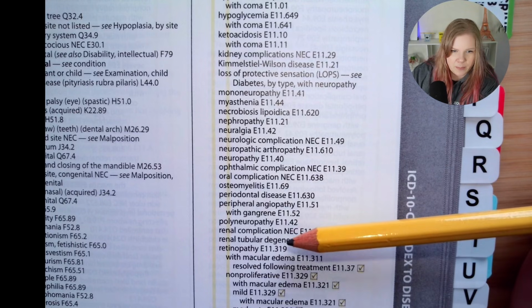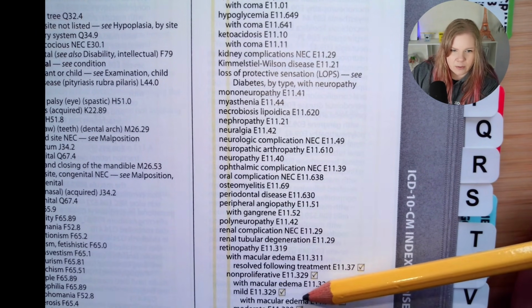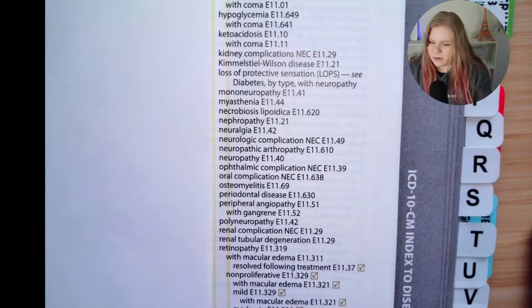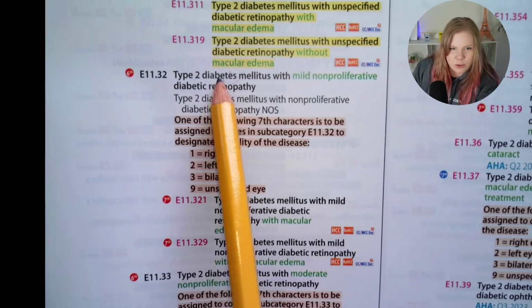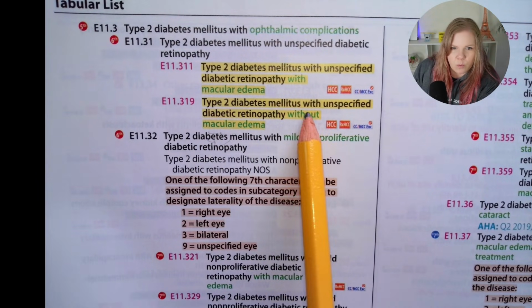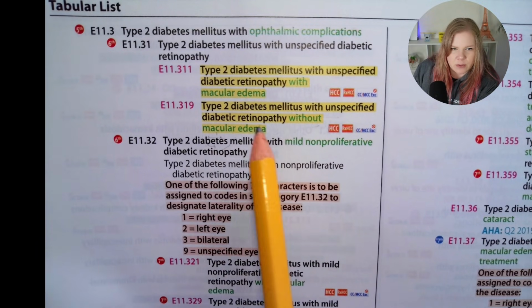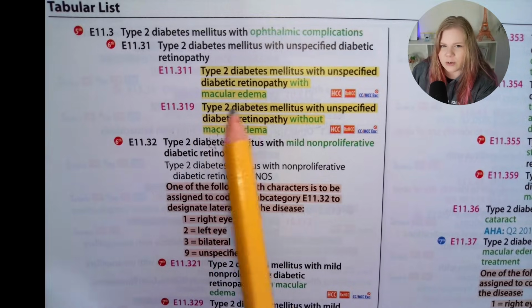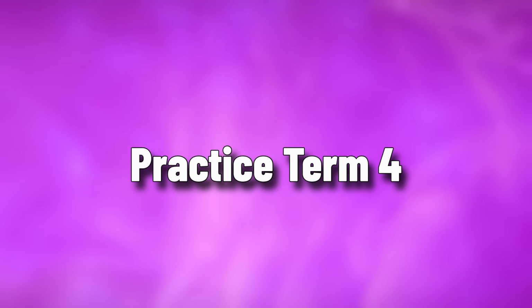So here we have retinopathy. Now, we don't have any further information here that it has macular edema or anything like that. So we're going to go with E11.319. Now, I'm going to write that down, but I'm going to verify it in my tabular list. And then here we have E11.319, type 2 diabetes mellitus with unspecified diabetic retinopathy without macular edema. So that is the correct term. It doesn't say that we have to code anything additionally or need an additional character. It is E11.319.